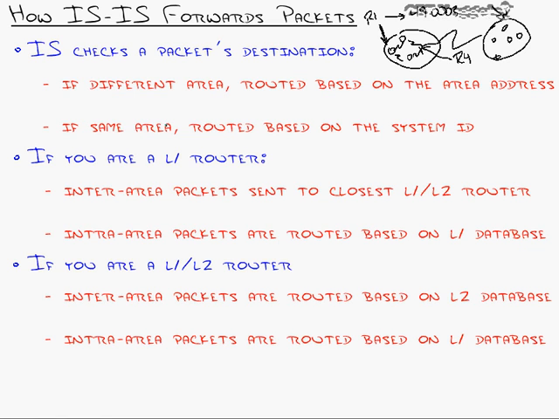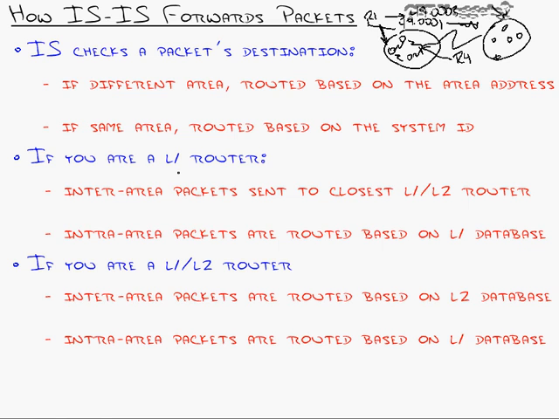If it's in the same area, let's say router 1 gets a packet that's destined to 49.0001, which is its same area, it's going to go, oh, that's someone in my area, so let's look at their system ID. Whatever system ID they have, and then find the best way to get to that system. Find the best way to reach that other router within its area. Now, how they do that is different depending on who you are.